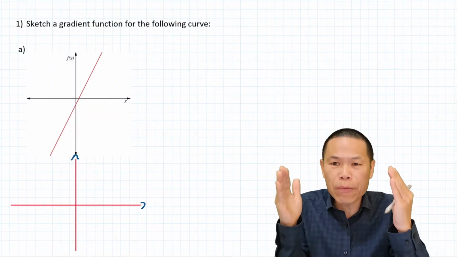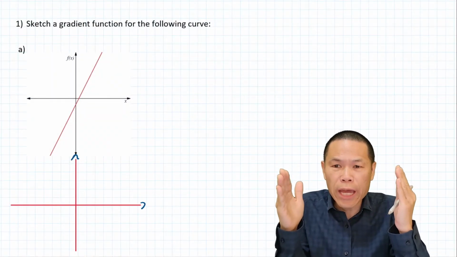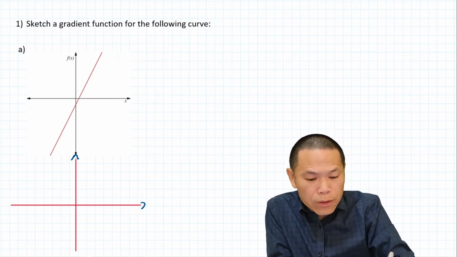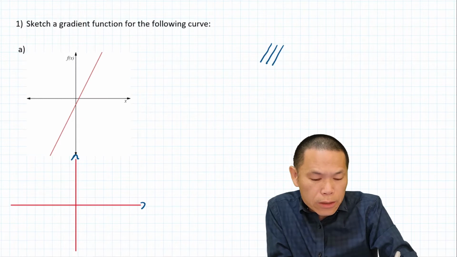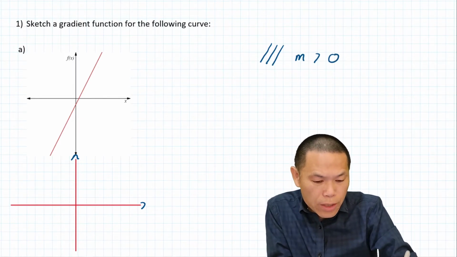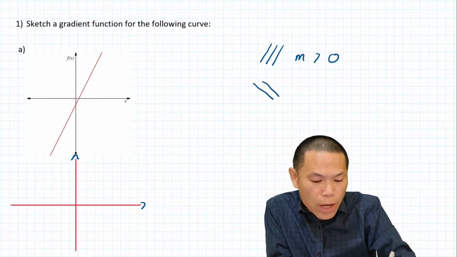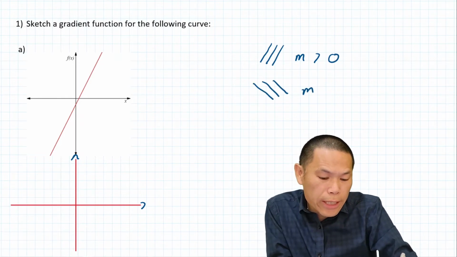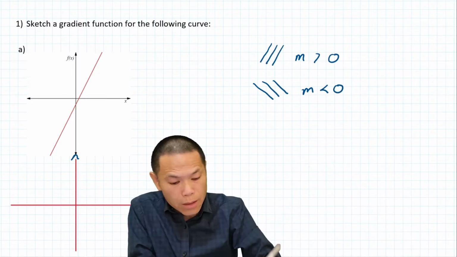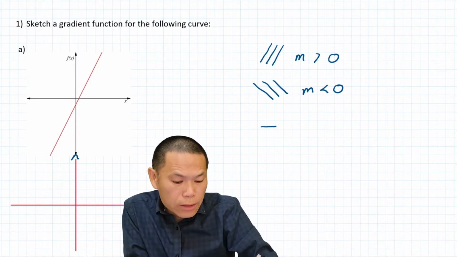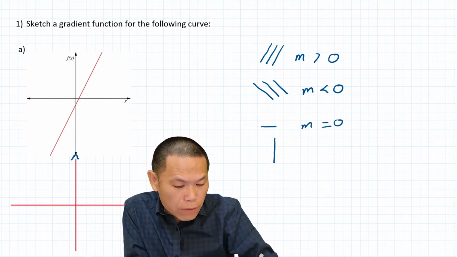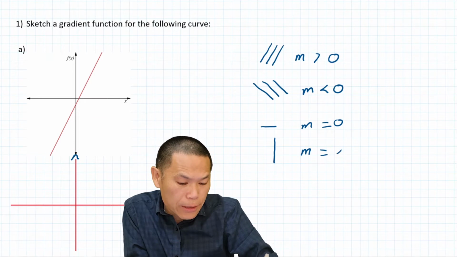Before I go through some of the examples, let me just recap a few things first, okay? First of all, if the line goes this way, we have a positive gradient, which is m greater than 0. If the line goes this way, we know that the gradient is negative, that is, the gradient is less than 0. A horizontal line is m equal to 0, and a vertical line, of course, is m equal to infinity.